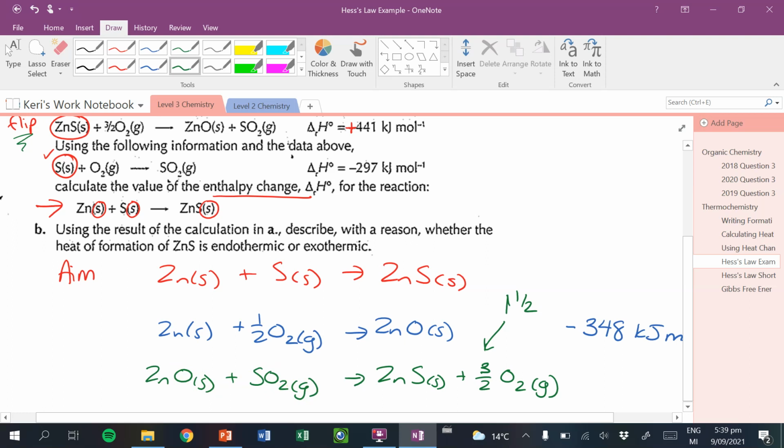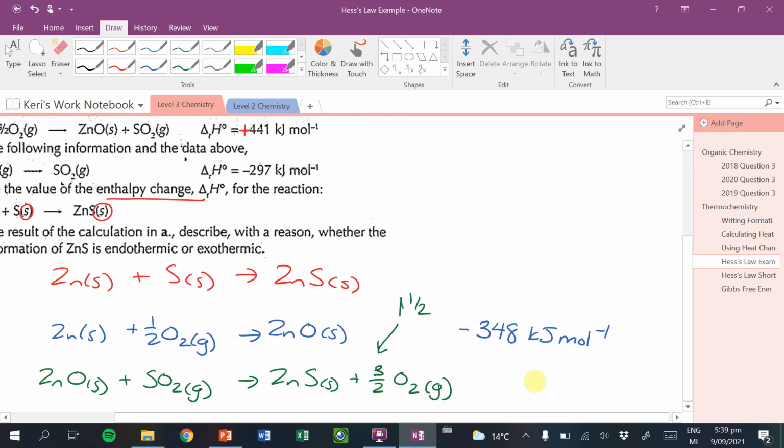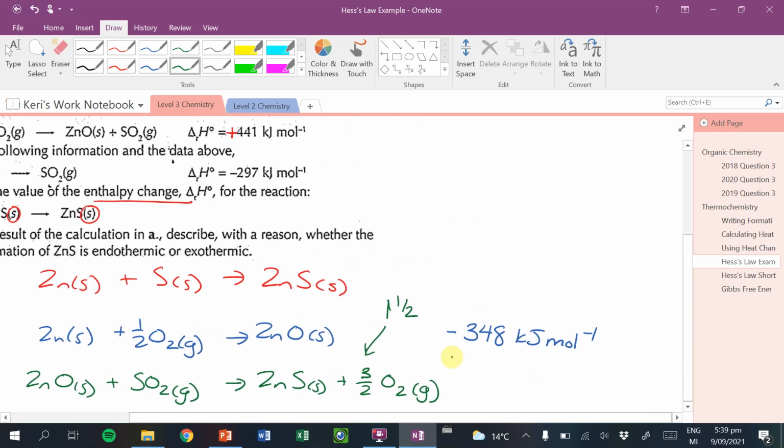Now, we can already see that things are going to be set up to start canceling, because I see that my zinc sulfide's on my reactant side here and on my product side here. That's going to eventually cancel out, but we'll do that as our final step. So I have flipped that equation around, so my enthalpy for that has changed. That's going to be positive 4, 4, there we go.